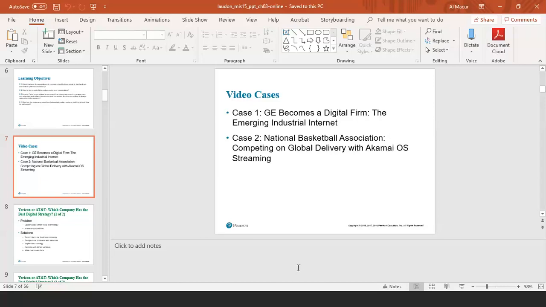Akamai is a world leader in web hosting, and the video shows the relationship between the NBA and Akamai. The forum question is to research 2 or 3 other big brands that are hosted by Akamai. And then the second is to discuss the importance and the reasoning behind the NBA allowing each team to have unique content.